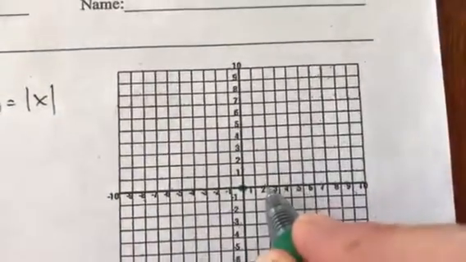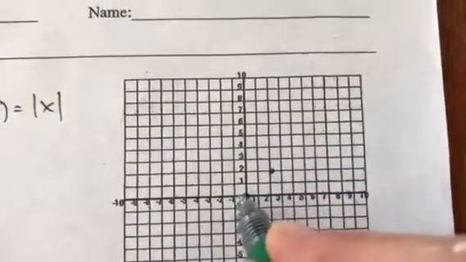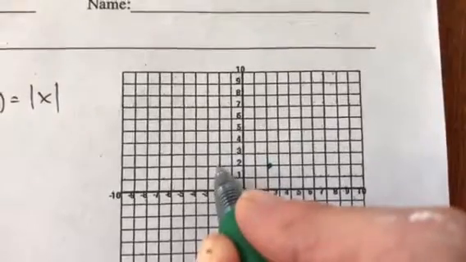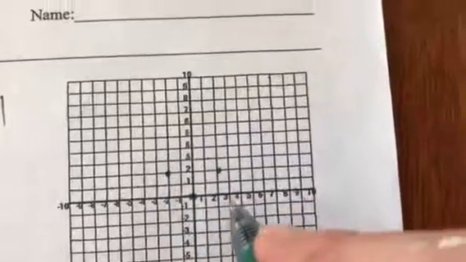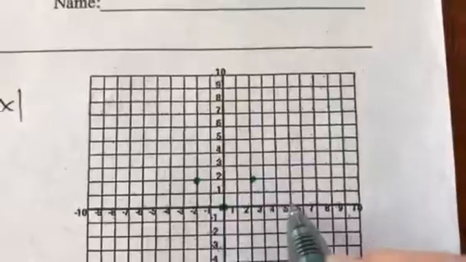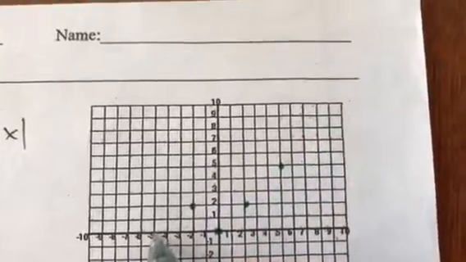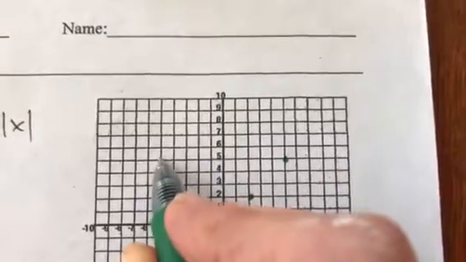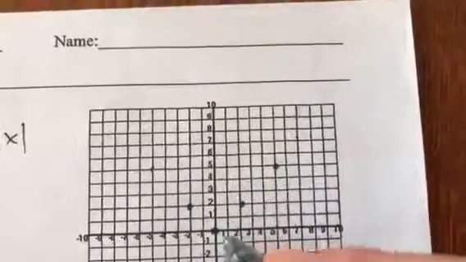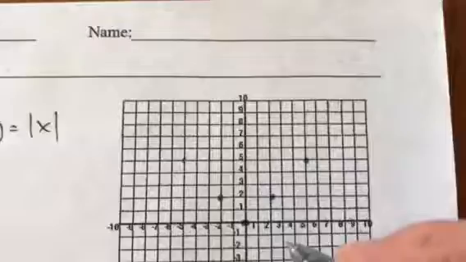So I'm going to graph 2, 2. I'm going to graph negative 2, 2. My other point was 5, 5, and I'm so old it's hard to see, but 5, 5 I think is right there. And negative 5, 5 is right here. What you should get is a sharp V.